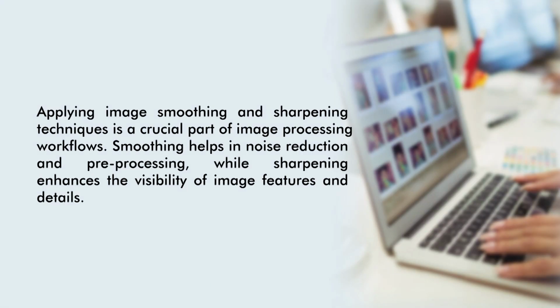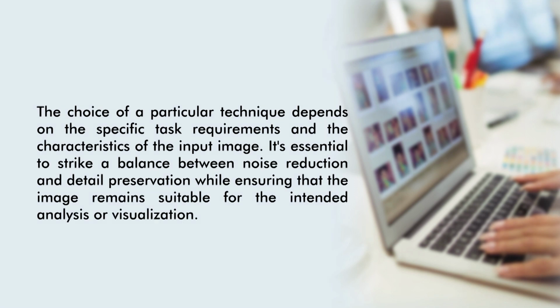So, applying image smoothing and sharpening techniques is a very crucial part of image processing workflows. Smoothing helps in noise reduction and pre-processing, as we discussed previously, while sharpening enhances the visibility of image features and details. The choice of a particular technique depends on the specific task requirement and the characteristics of the input image. If our input is related to signal, then it is going to use some other library function. If our input is related to image, then some other library function. It depends on the input images.